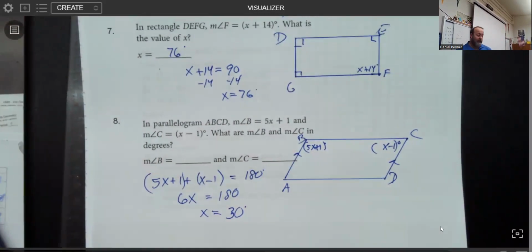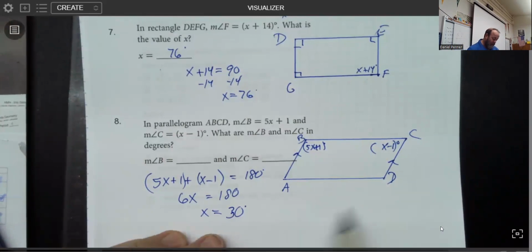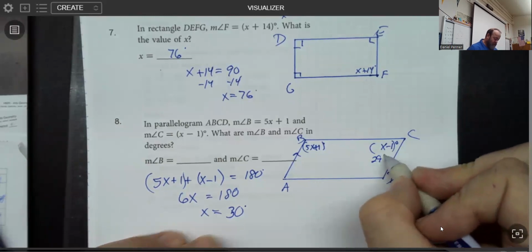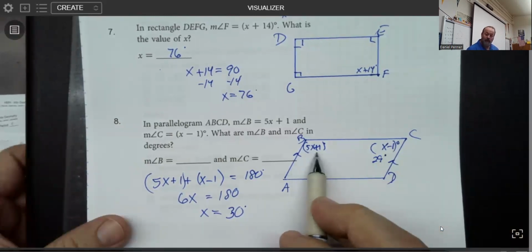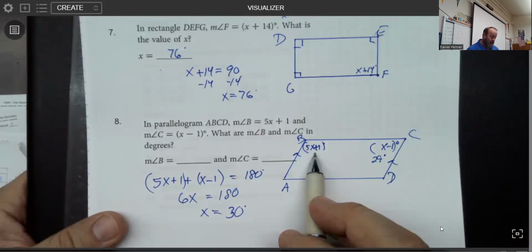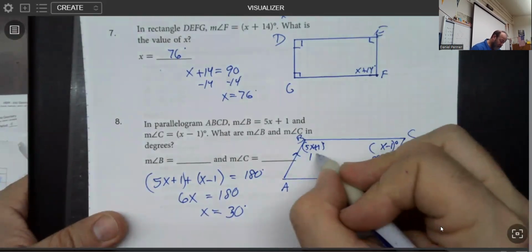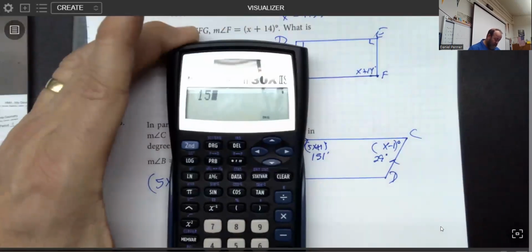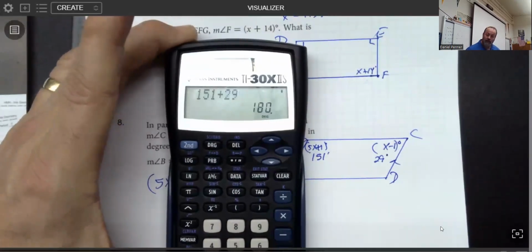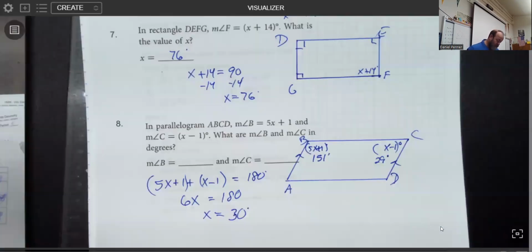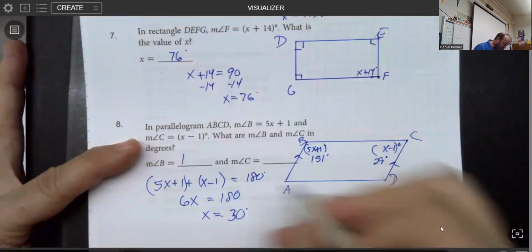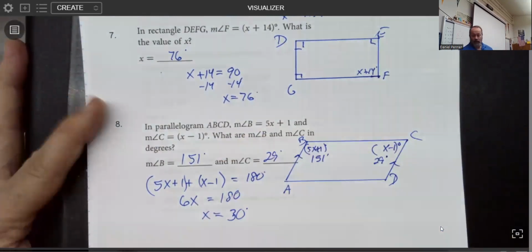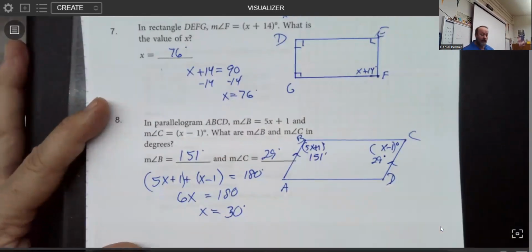And so if I were to plug that back in, this angle right here would be 30 take away 1, which is 29. This one is 5 times 30, which is 150, plus 1 is 151. Now, I think you could probably see it, but let's just double check. 151 plus 29 is identically 180. So it looks like I did okay. So B is 151. C is 29. And we didn't ask you that this time, but we might on the test.